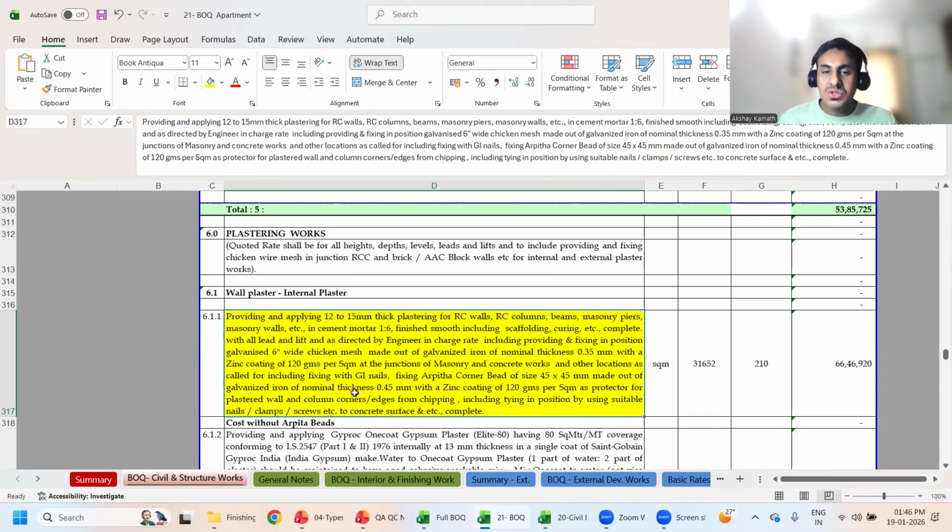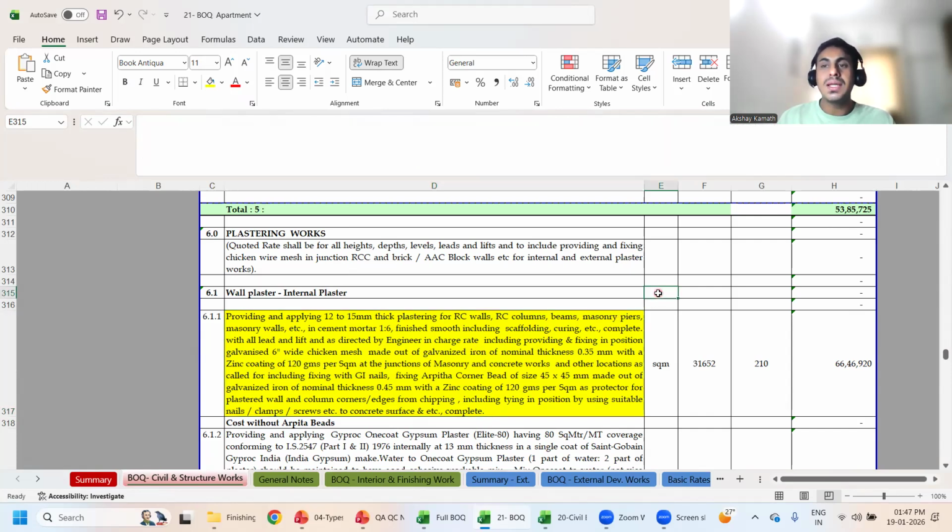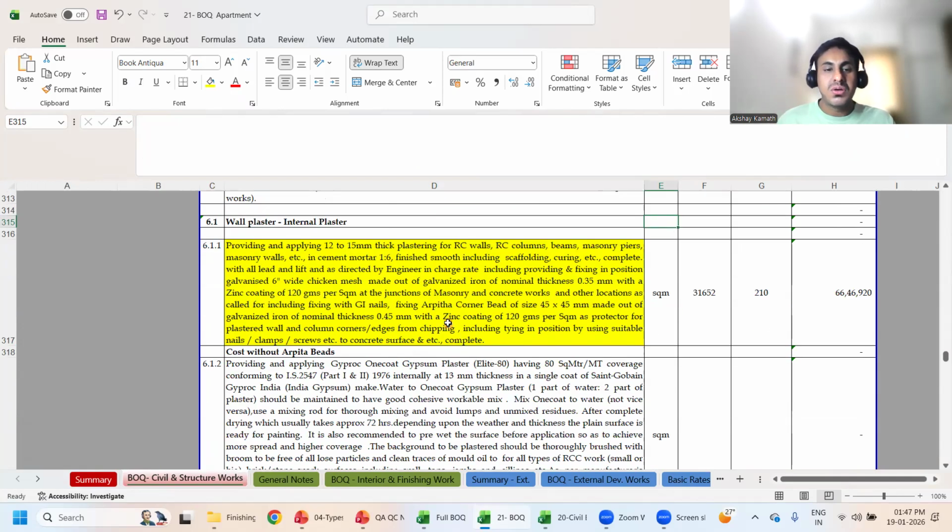What is the nominal thickness of it? What is the zinc coating of it? Everything they have mentioned here. So whatever is written in the BOQ only, you have to follow it. Suppose in your BOQ, if it does not mention the corner beading, you will not do it. But tomorrow, if a client says, no, I didn't mention it in the BOQ, but we want to do it, for that you have to take additional approval, and based on that, you will do the execution. Okay, got it, no?